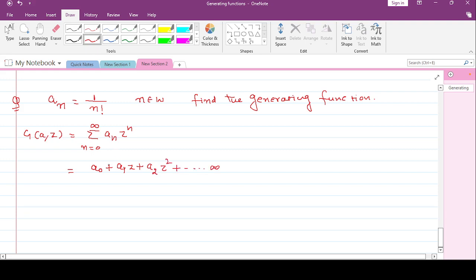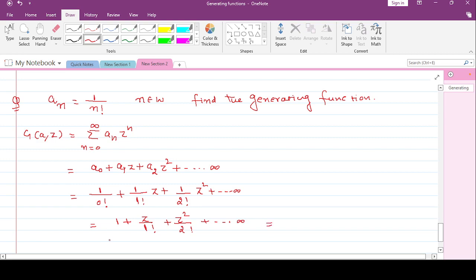Okay, now you see that what is the value of a naught? Value of a naught is 1 by 0 factorial. What is the value of a1? It is 1 by 1 factorial into z. What is the value of a2? It is 1 by 2 factorial into z square, and so on. Okay, 1 by 0 factorial is equal to 1, and this is z by 1 factorial. This is z square by 2 factorial. In this way it continues like this.